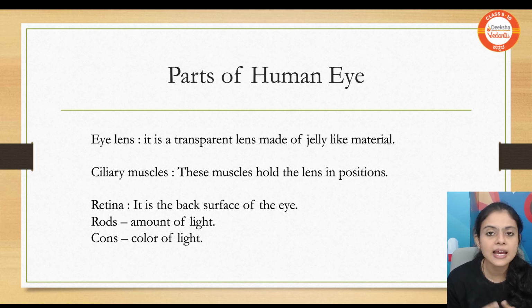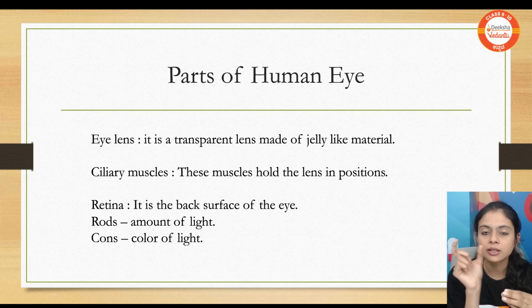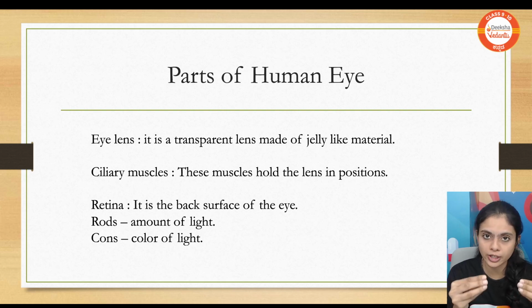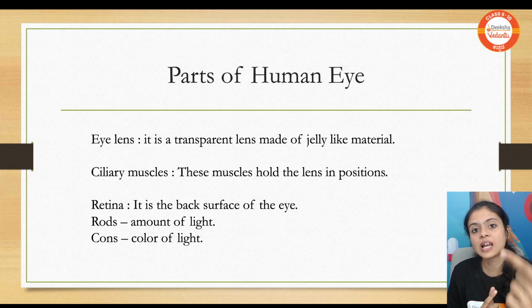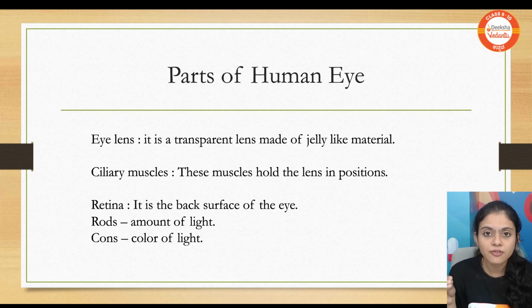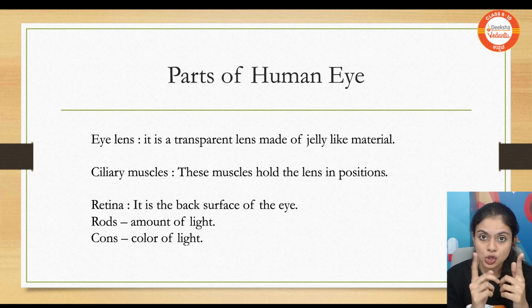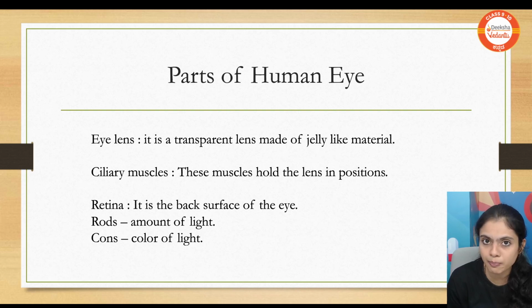Ciliary muscles are nothing but the muscles that hold the lens. To keep the lens in its position, the ciliary muscles hold the lens. When the focal length has to be increased, the ciliary muscles expand and the lens becomes thin, so the focal length increases. If the ciliary muscles contract, the lens becomes thick and the focal length decreases. So remember these points, they are extremely important.